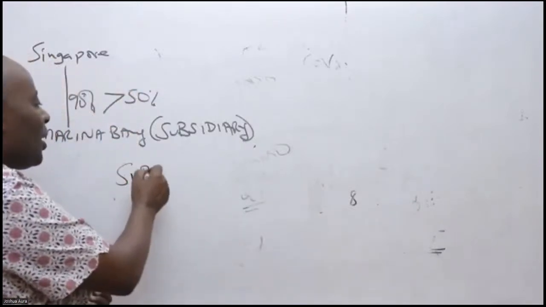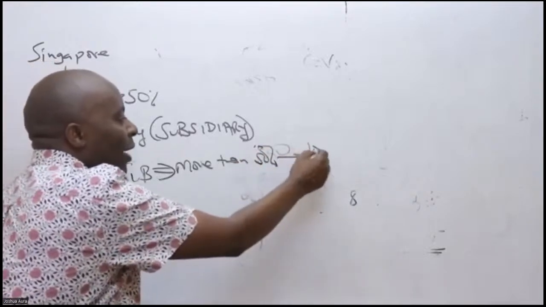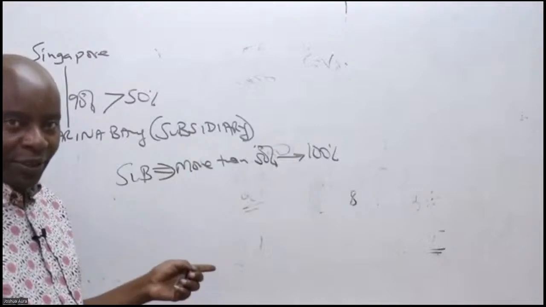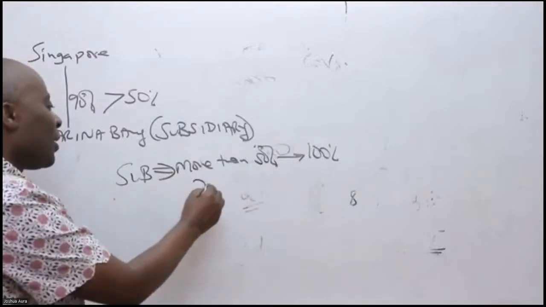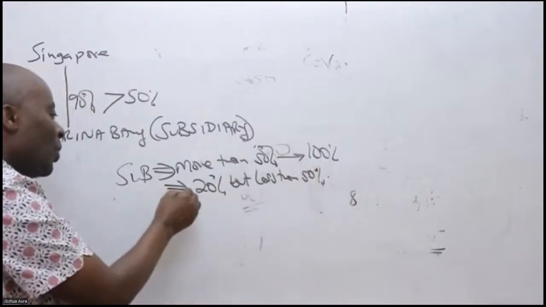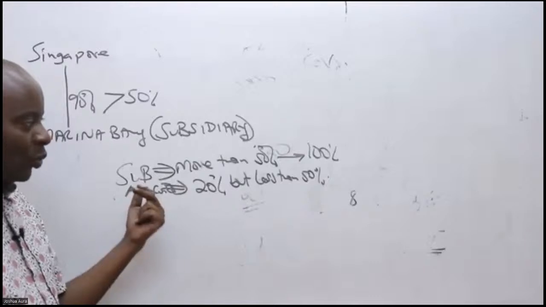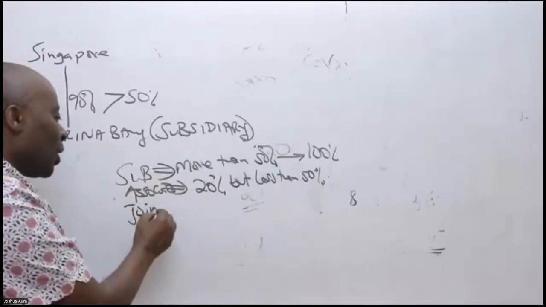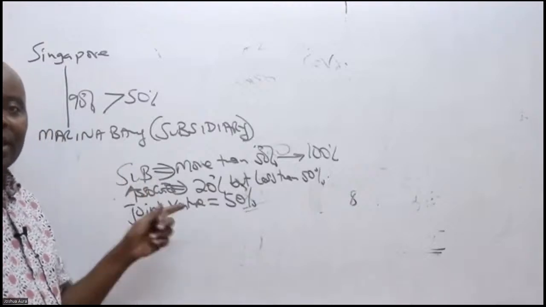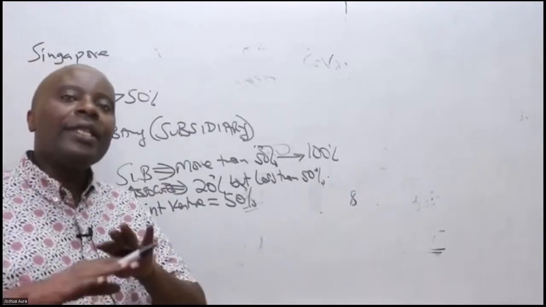If you remember, a subsidiary is anything that is more than 50% all the way to 100%. If you own more than 50% all the way to 100%, then we call that a subsidiary. And anything that falls in between, 20% but less than 50%, we call an associate. An associate, 20% to 50%, less than 50%. And then we have a joint venture. A joint venture is exactly 50%. But remember that associates and joint ventures, we normally account for them in the same way.